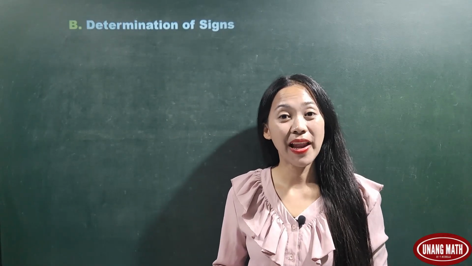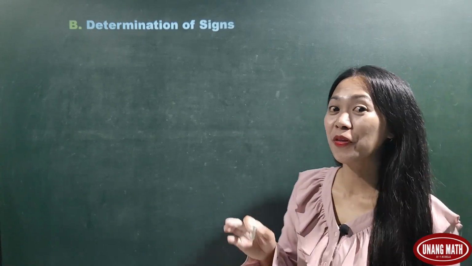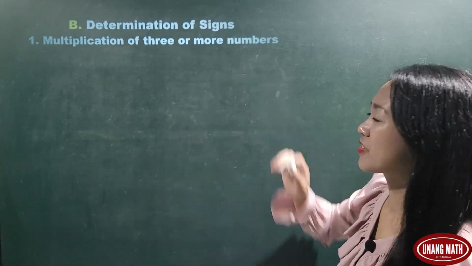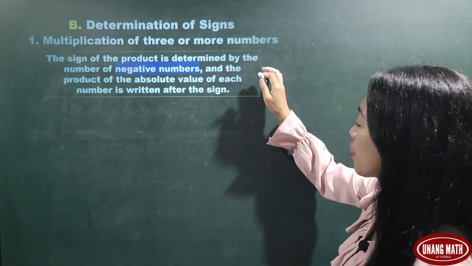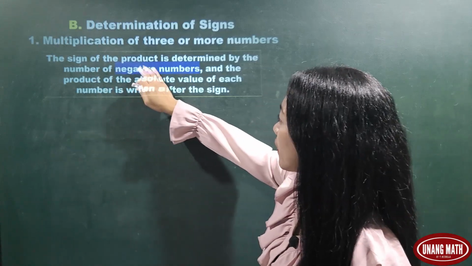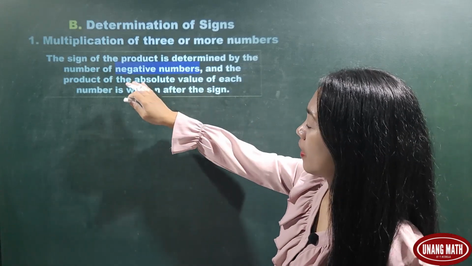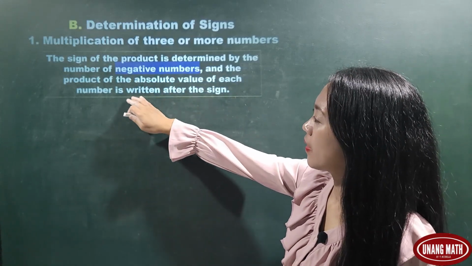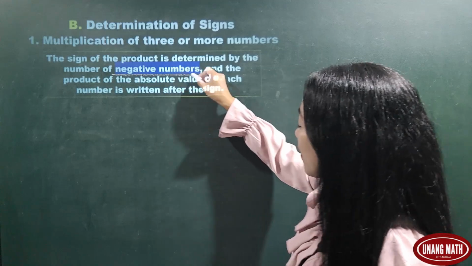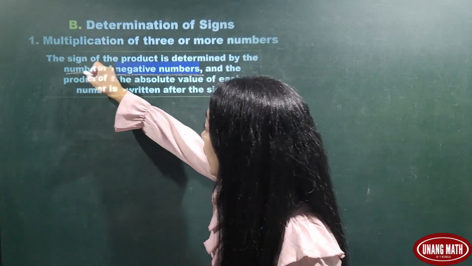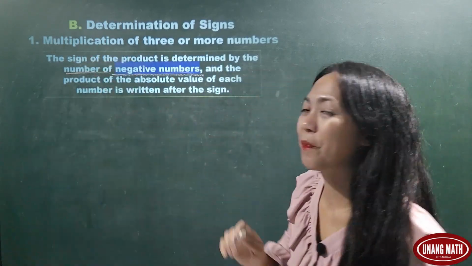Let us continue our lesson. This time, I will be teaching you how to determine the sign of the product in multiplying 3 or more signed numbers. In multiplication of 3 or more signed numbers, we need to remember this. The sign of the product is determined by the number of negative numbers, and the product of the absolute value of each number is written after the sign. I highlighted the words negative numbers because the number of negative numbers will tell us the sign of the product.